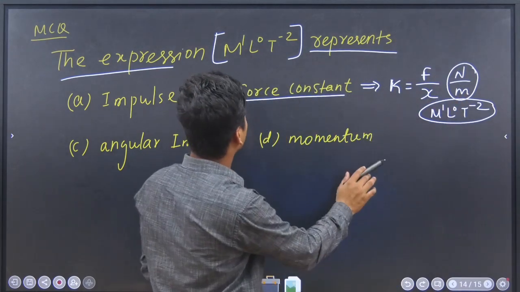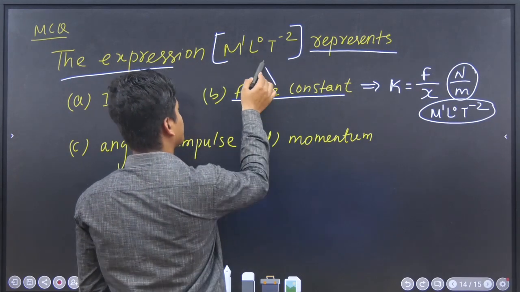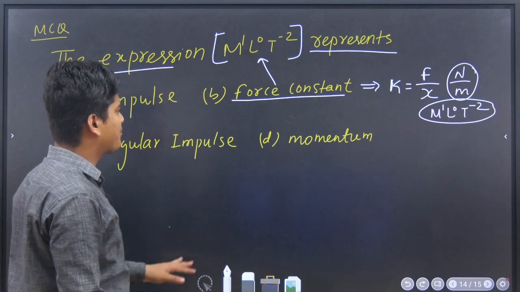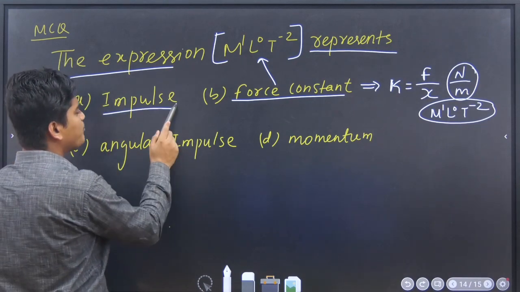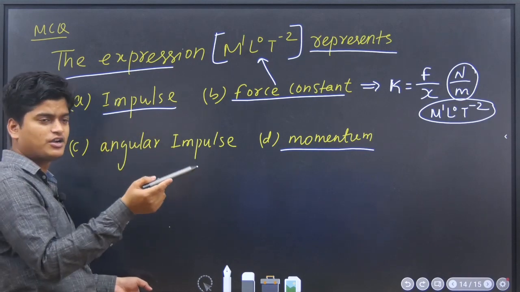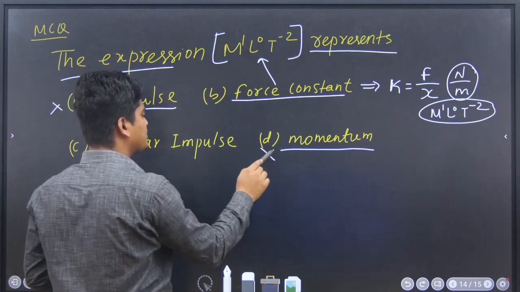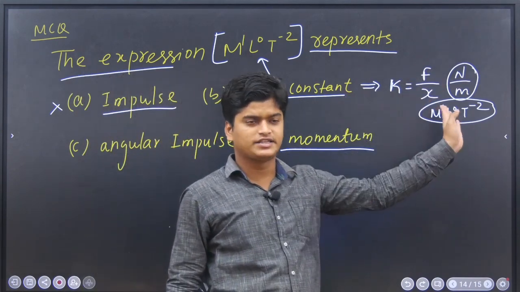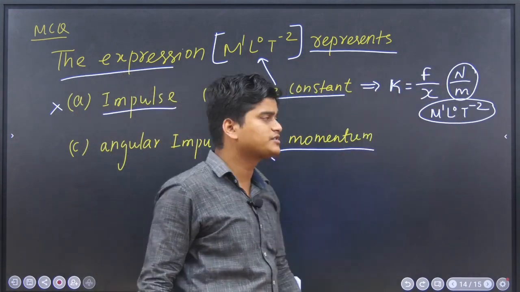That means here itself you understand that this force constant is exactly equal to M1 L0 T minus 2. But when you approach the question, you see impulse and momentum both have the same unit, because impulse is change in momentum. So definitely these two cannot be the answer. You can check between the other two, and the force constant I defined for you is exactly matching with that. So you can tell the answer is what?